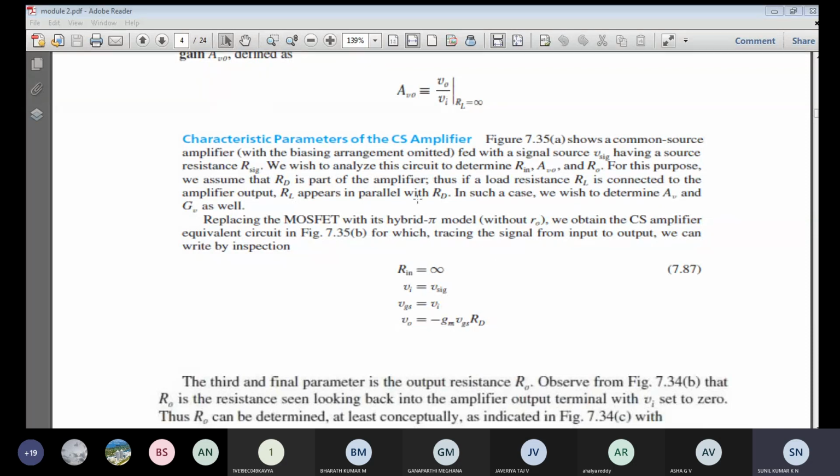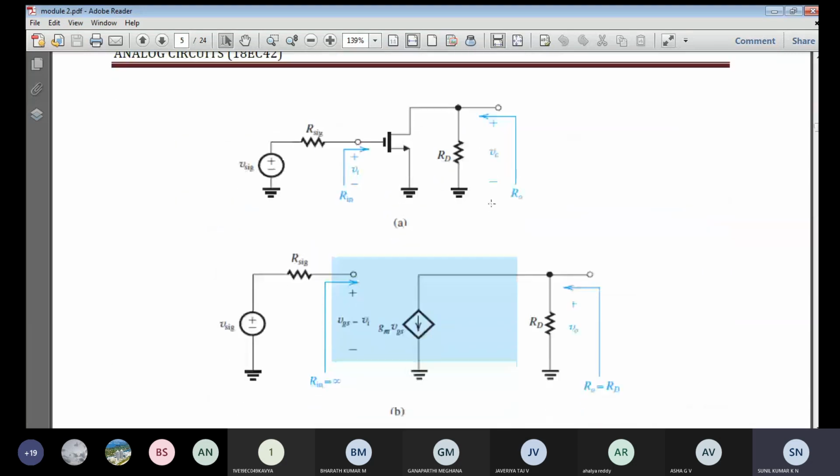Okay, so in the last class we have seen the common source amplifier. So this is a common source amplifier circuit. Common source will be common, and at the gate input we are going to apply the signal source voltage, and across the drain resistance you are going to get the output voltage, right? So this is a circuit diagram of a common source amplifier.